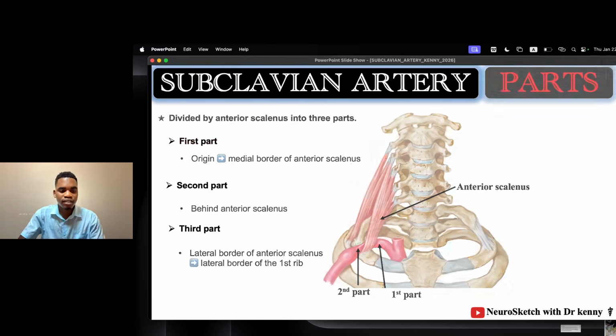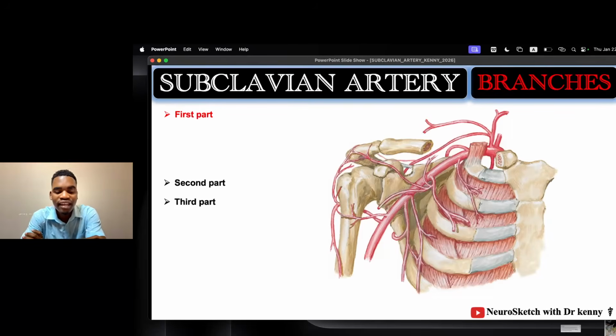All right, so this is the subclavian artery. We have seen the three parts of the subclavian artery that are being divided by which muscle? Yes, the anterior scalenus muscle. Well, we have branches of the subclavian artery, and the branches correspond to the part of the subclavian artery.